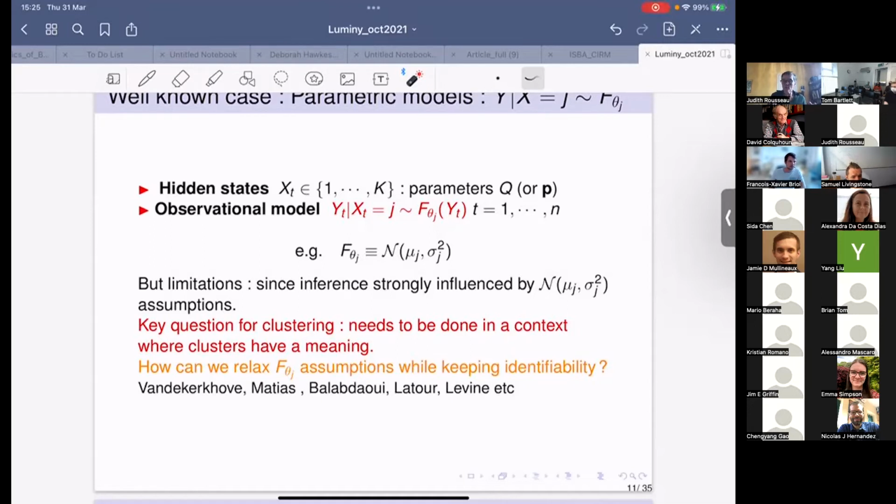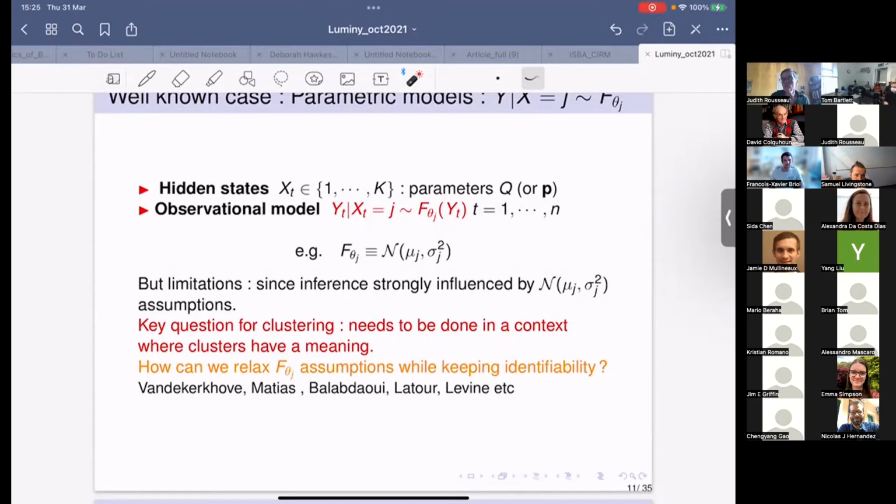So what's the difficulty in such a context, and it's a real difficulty, is: can we just get rid of this parametric assumption, or can we relax the parametric assumption to some extent, but still be able to give a meaning to what a component is? Because otherwise, what does it mean to make clustering? It means a lot of things to make clustering, but how can we validate the clustering? What are the criteria that we can use to validate the clustering?